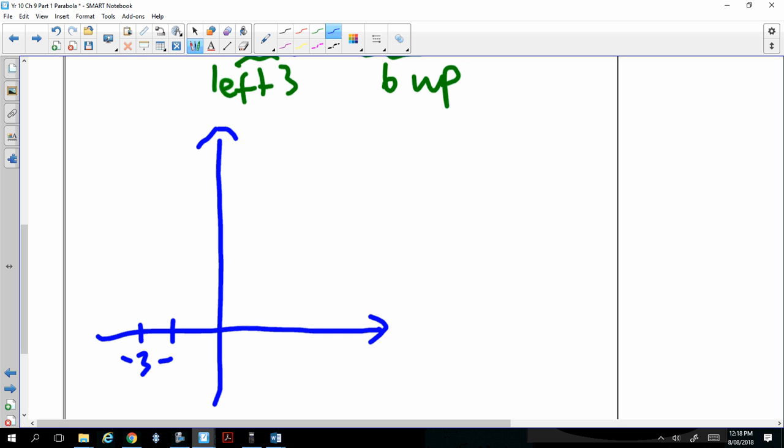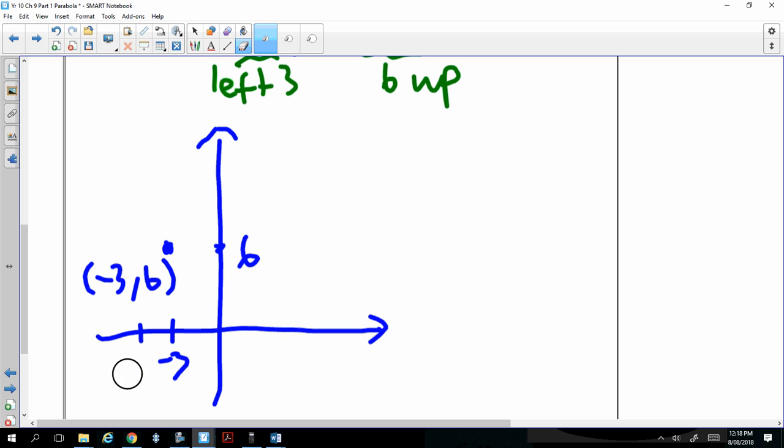That's your vertex, minus 3, 6. That's your first step. Alright, let's continue. So we got your x-intercept. Now you got your vertex. And then what we need to do is find the y-intercept.